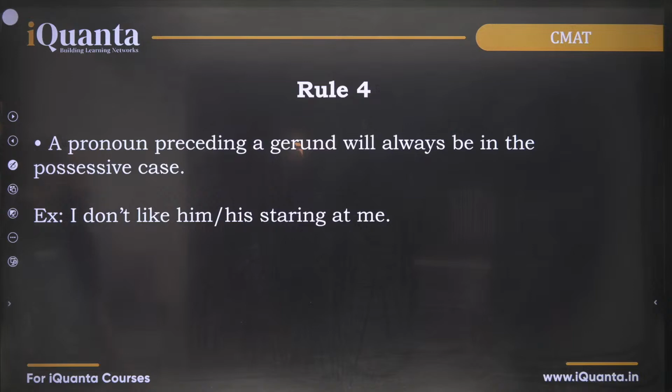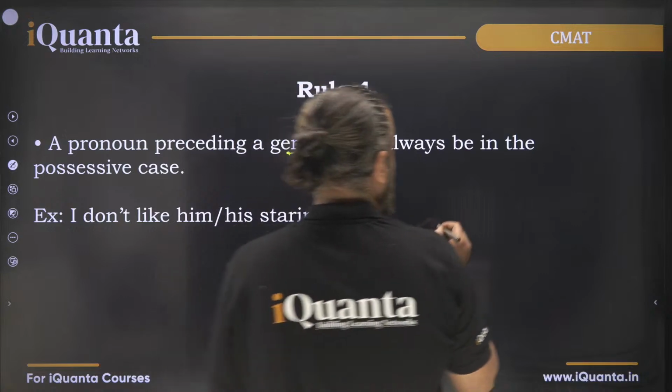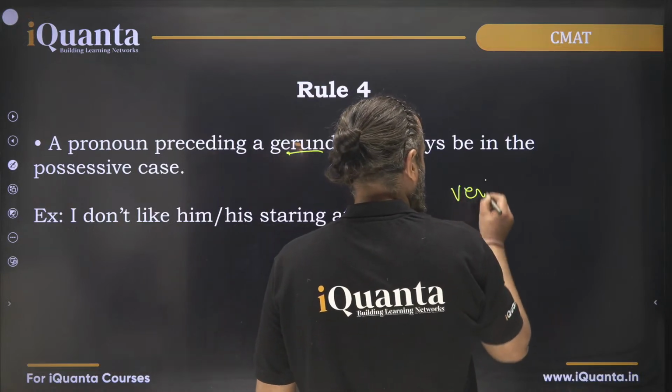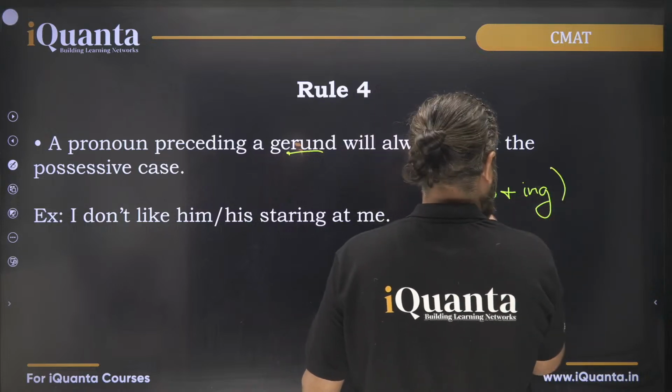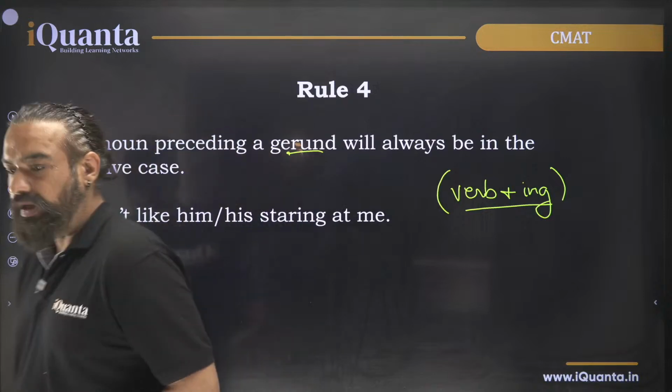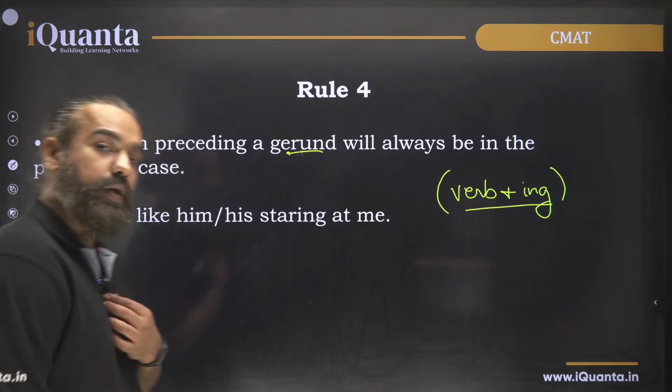Next rule. A pronoun preceding a gerund. What is a gerund? Gerund is verb plus ing. The ing form of a verb is known as a gerund. How does it work? So a gerund can be used as a noun as well as a verb.